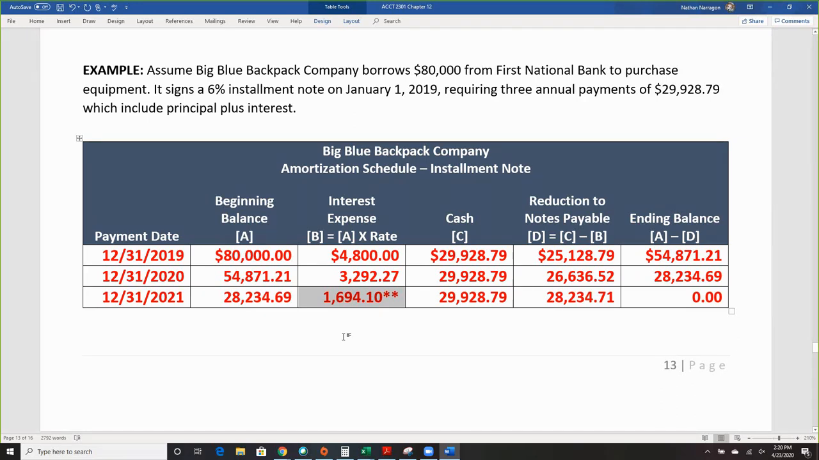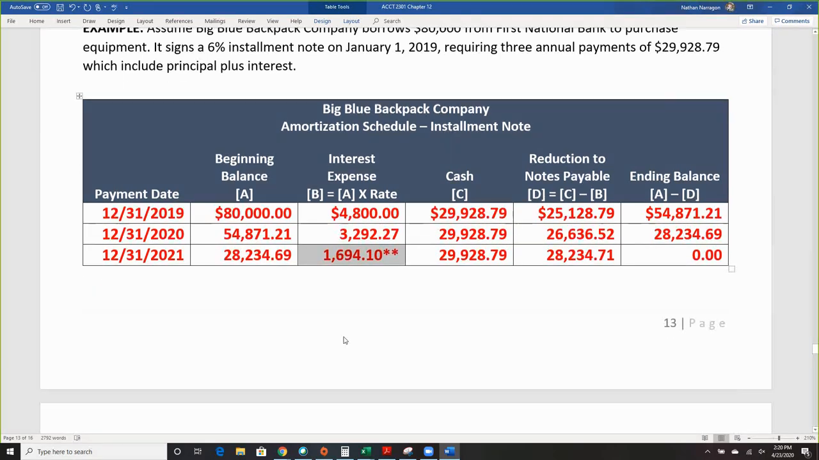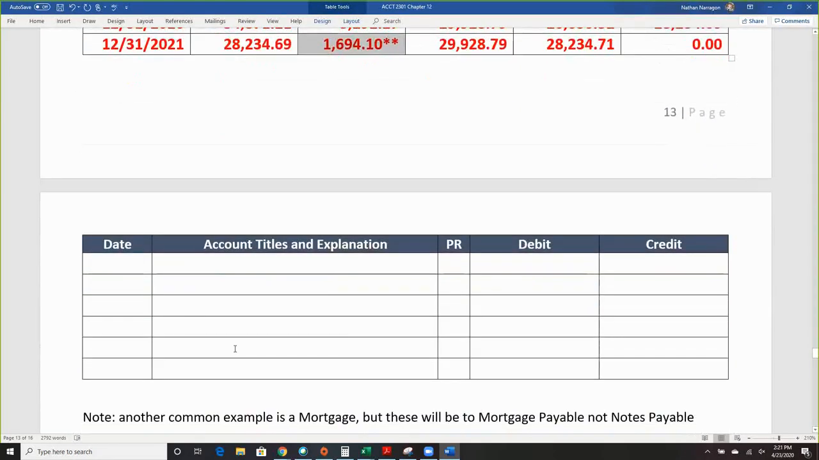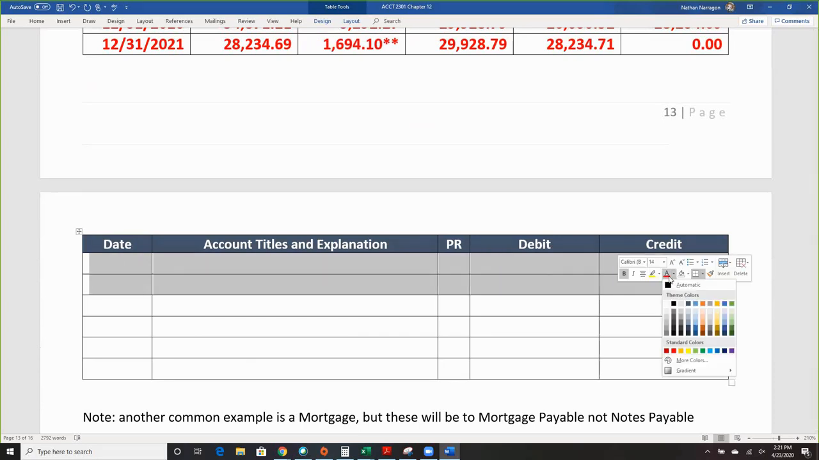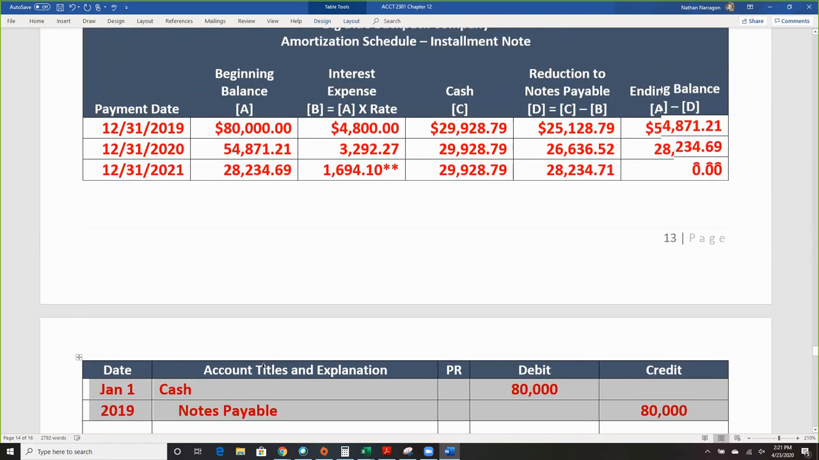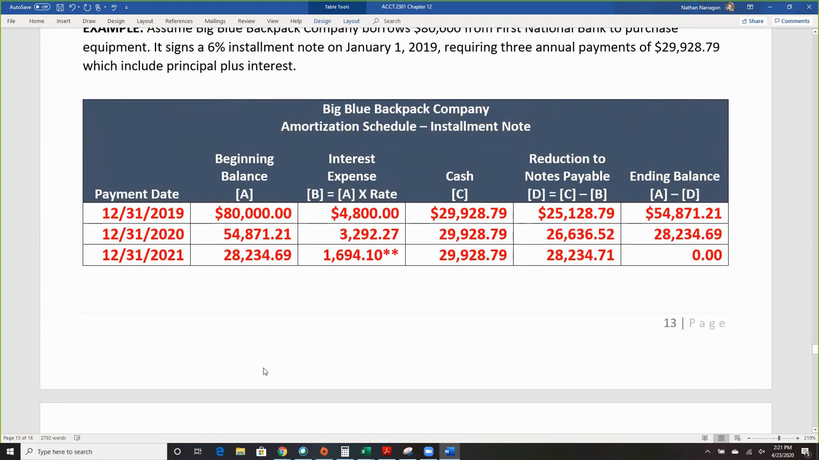These amortization schedules also help us with the journal entry. It basically provides all the factors we want. So, start off, you always have to show the acceptance of notes. So, cash and credit notes payable. Okay. So, there's our acceptance.